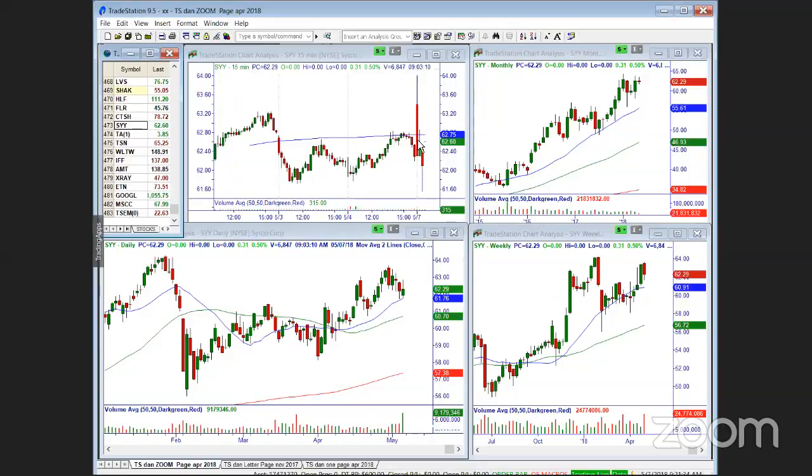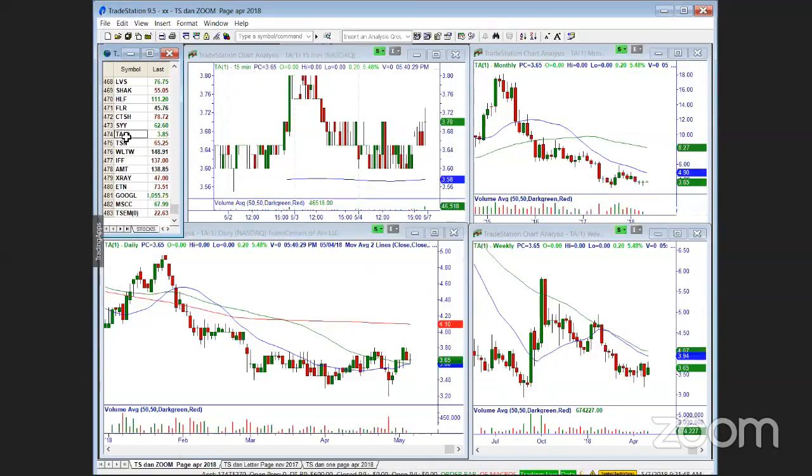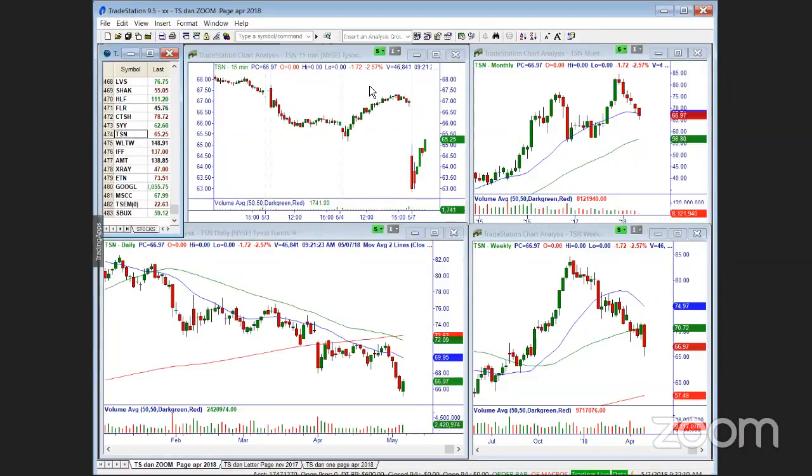SYY, very volatile pre-market. Look at that, whipping around 61.50 to 64. That means they don't know what's going on with interpreting the earnings and whatever conference call they're doing. TA might have been even a typo, because that looks like garbage to me. So let me shut down this email. So TA is gone.